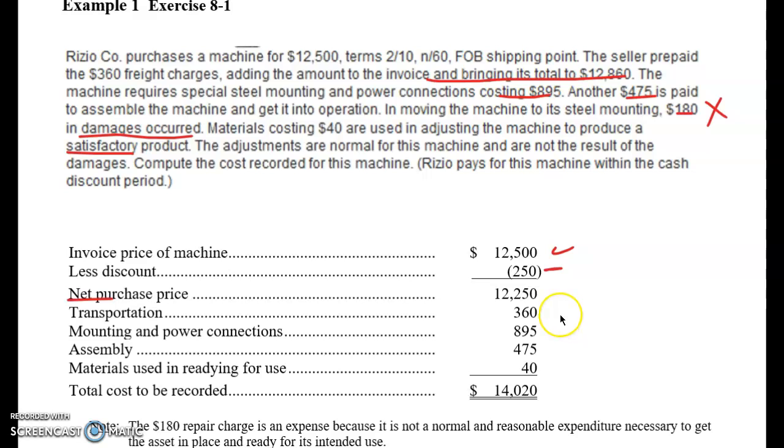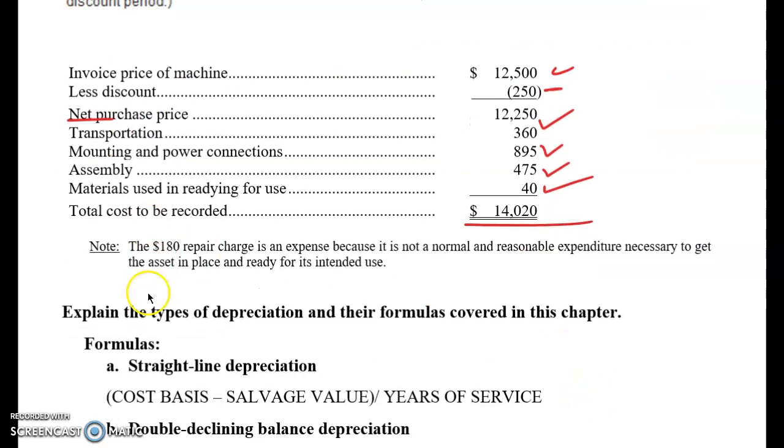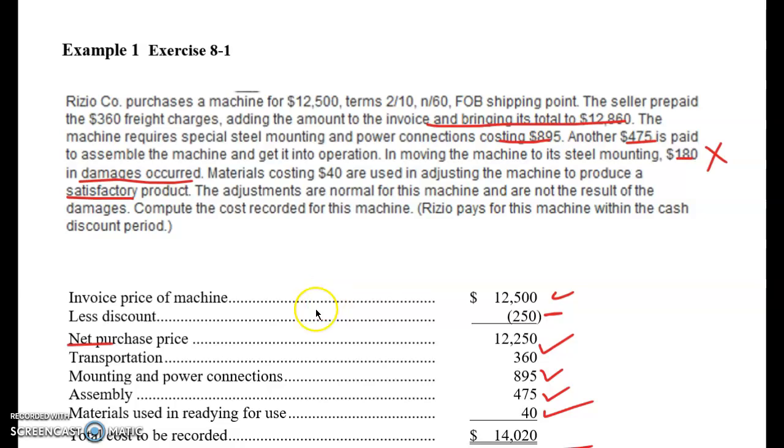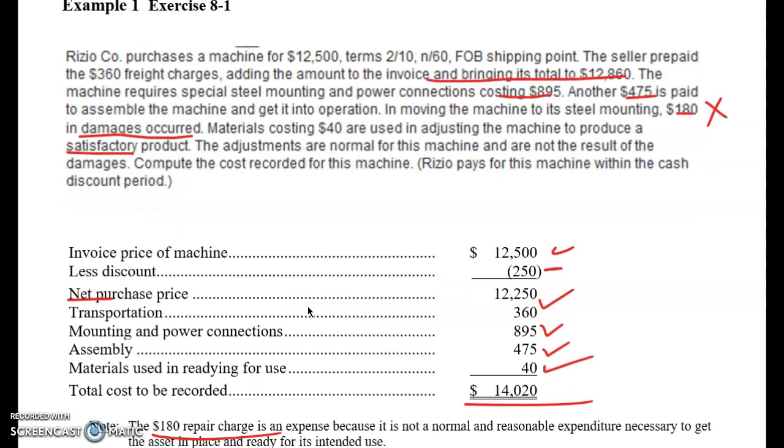Transportation, the seller paid it, but they added it to the invoice, so we're going to capitalize it. Mounting and connections, assembly, materials use was $14,020, and then the repair charge. That's not normal. We had a whoopsie, and whoopsies are expensive. All right, so it could be our error.